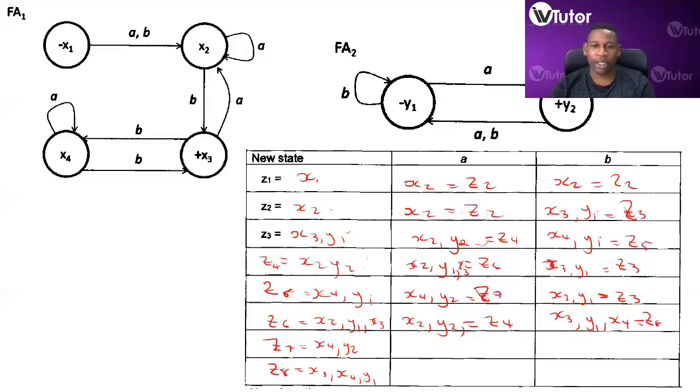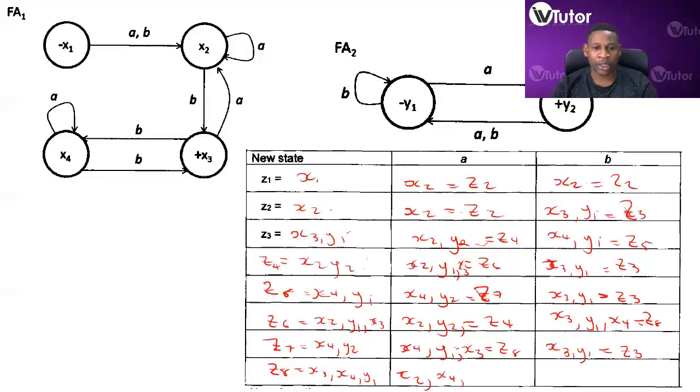And then we also have X4 encountering A, you are staying in X4. Y2 encountering A, go to Y1, which is equivalent also to X3. So X4 Y1, you are going to Z8. And then if you're in X4 encountering B, it leads you to X3 Y1. And if you are in Y2 encountering B, you go to Y1 again, so you're going to Z3. If you're in X3 encountering A, you go to X2. If you're in X4 encountering A, you stay in X4.